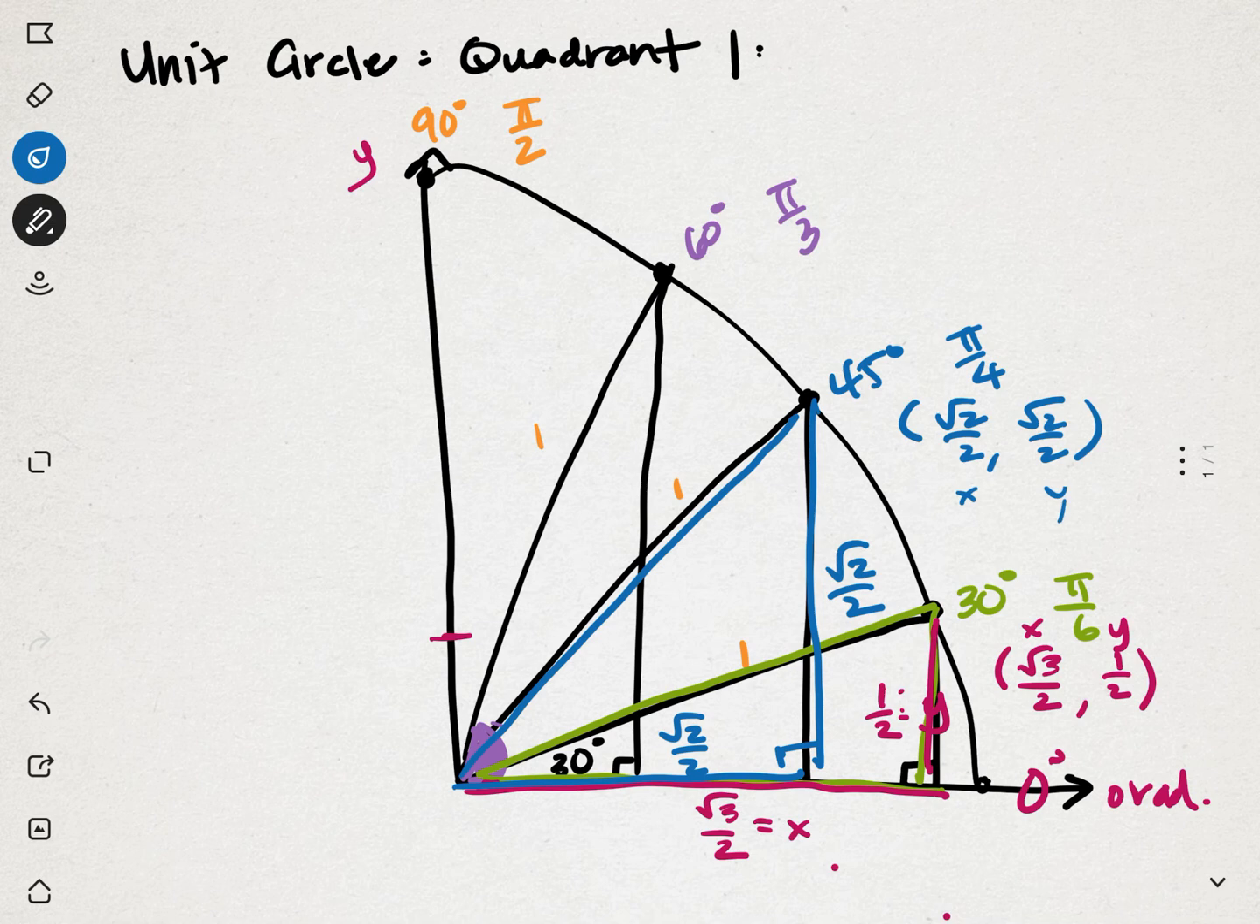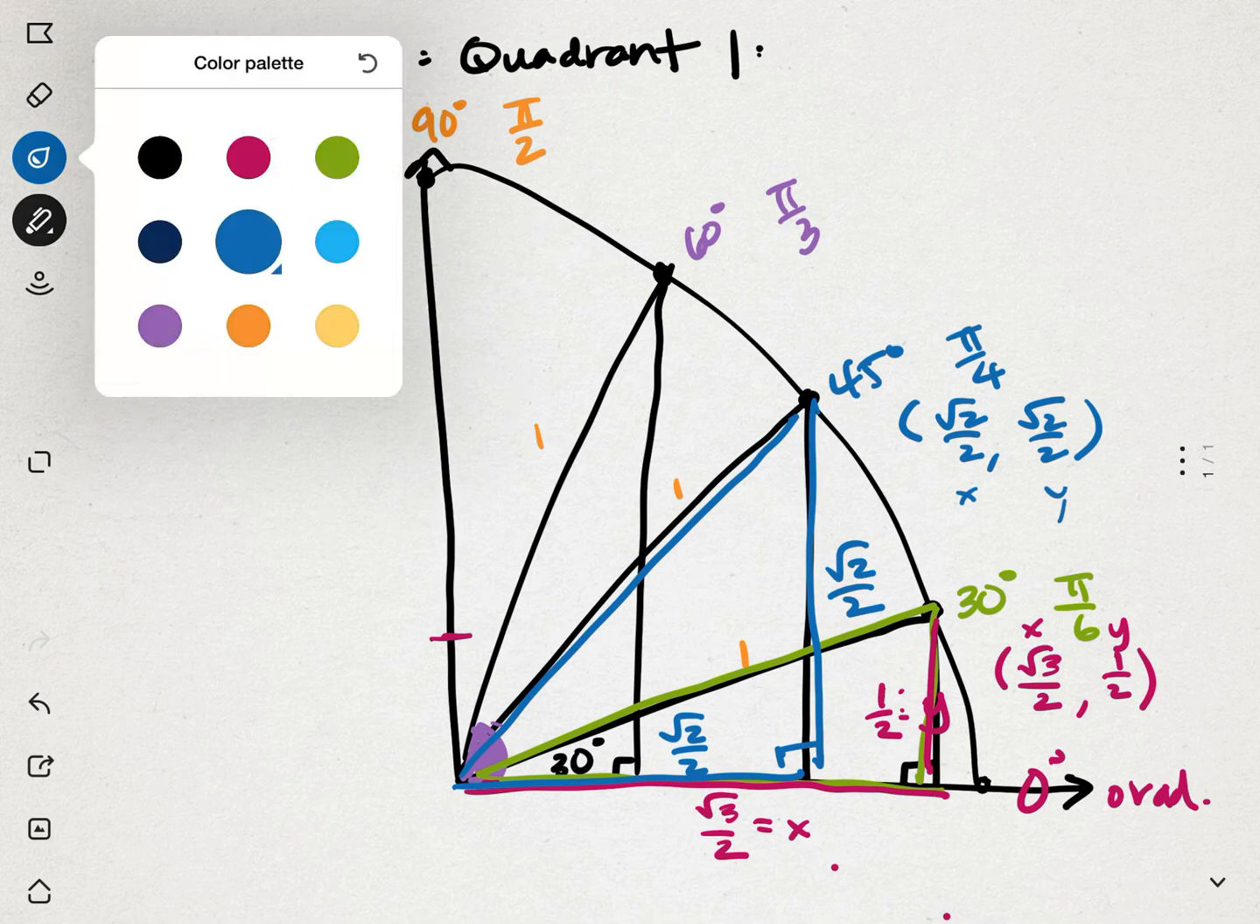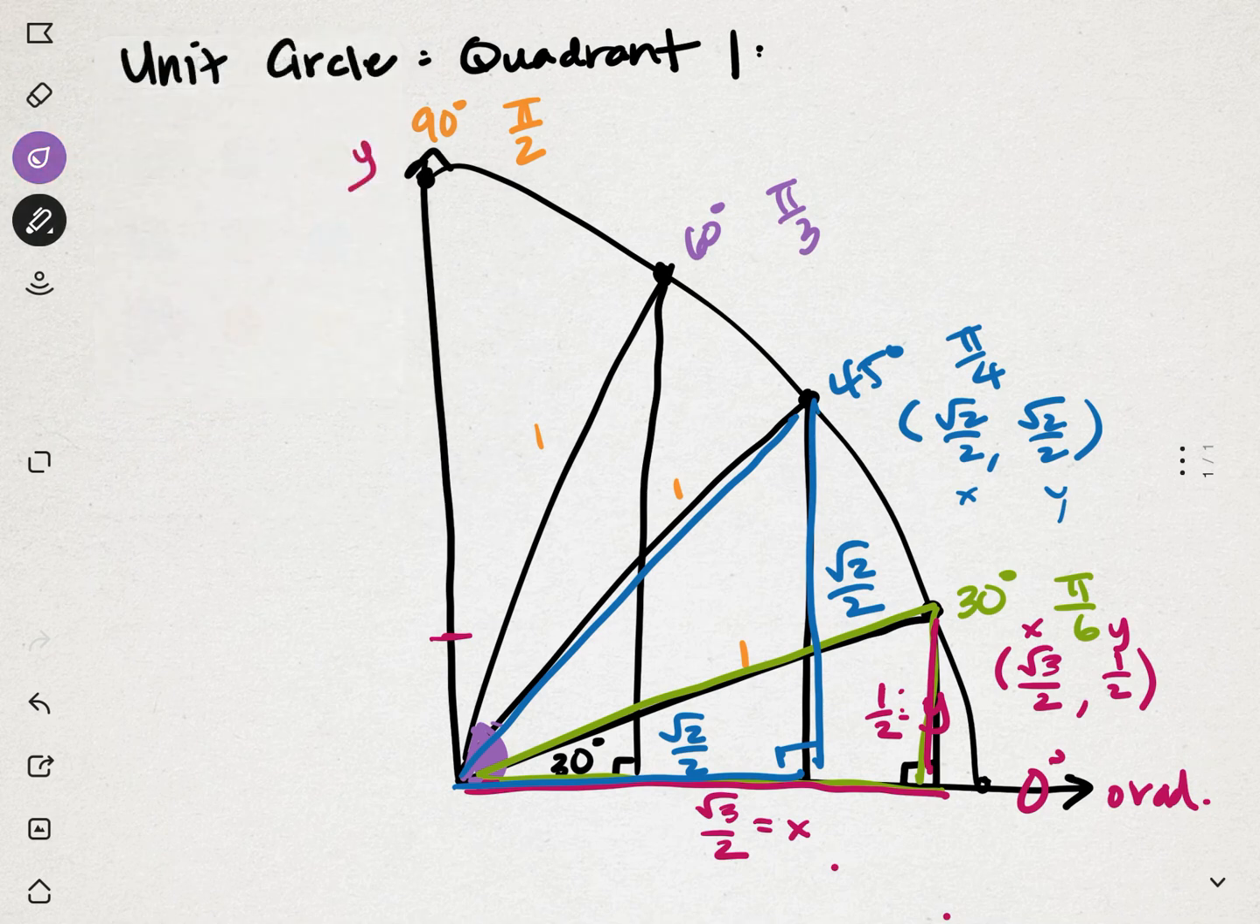And then when we're looking at the 60, it's another 30, 60, 90, but it's standing up, right? So I know that the bottom here, our x, is going to be 1/2. That's the shortest side. And then this side here is going to be the square root of 3 over 2. That's the middle side.